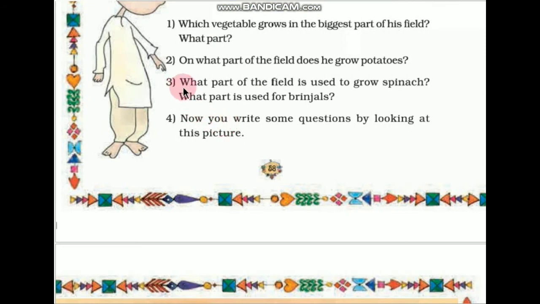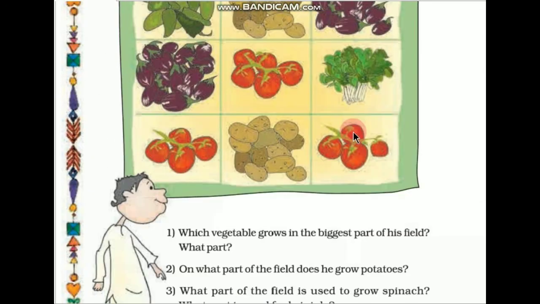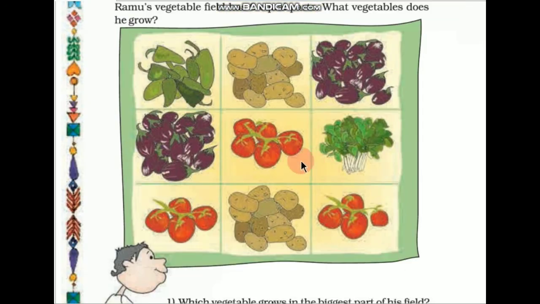Then question number 3. What part of the field is used to grow spinach? What part is used for brinjal? So look at the picture. Only one part, that means 1/9 part is used for growing spinach, and this 2/9 part is used for brinjal.